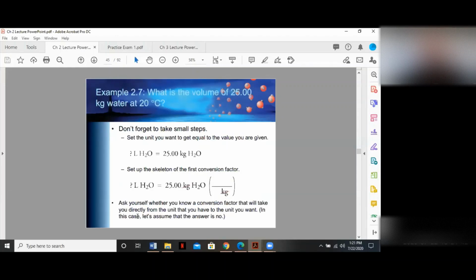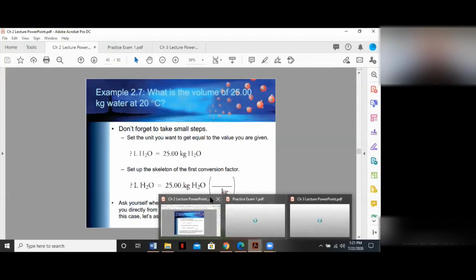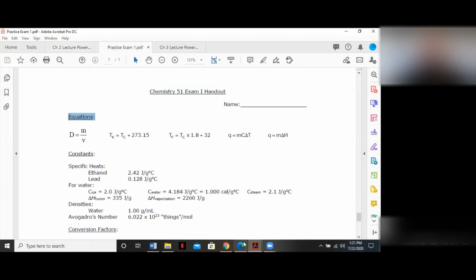And I already mentioned this in my exam handout. There is already an equation. Let me just share. You could see it right there. The very first one: density equals mass over volume.